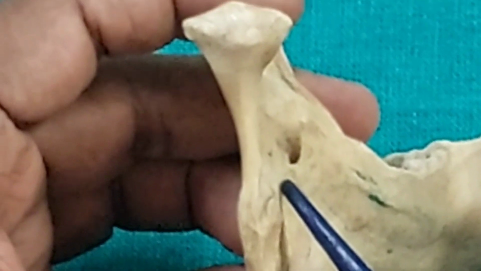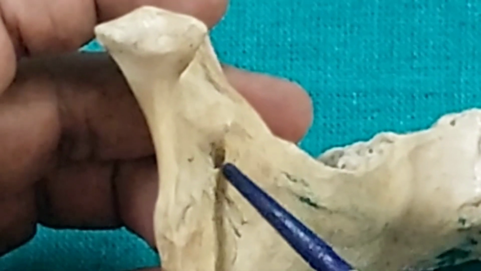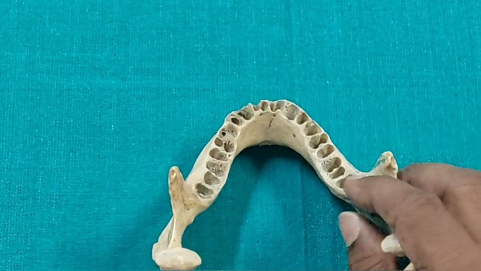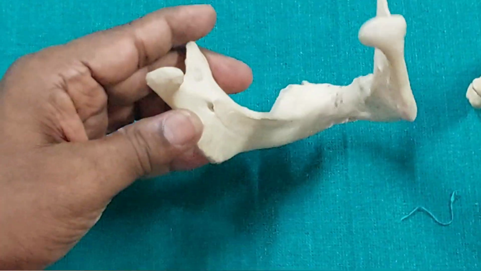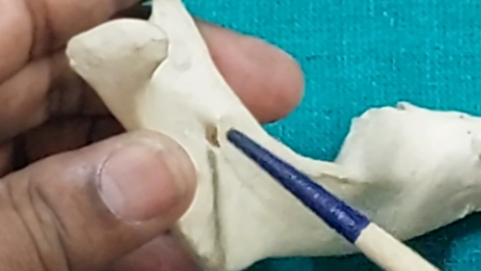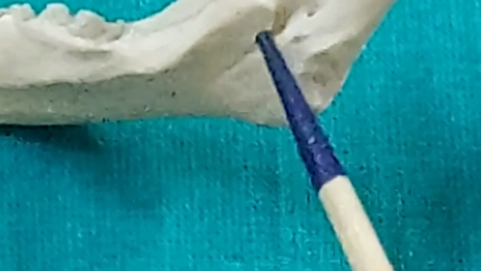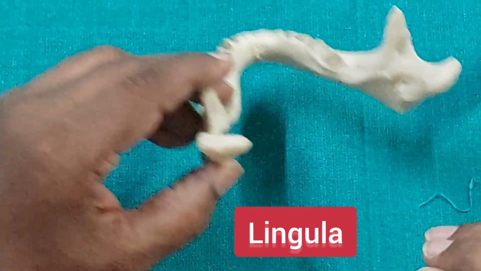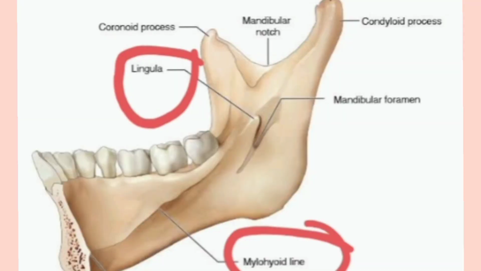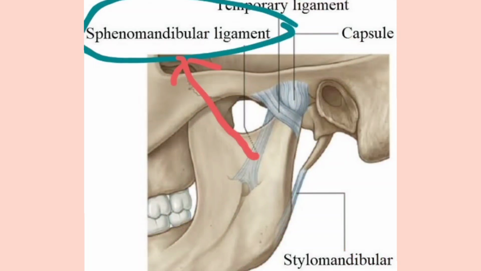And here is a bony projection anteromedial to this foramen. This bony projection may be prominent in other mandibles also. This is called the lingula. The lingula has one important ligament attachment, and that ligament is the sphenomandibular ligament, and the upper attachment of this ligament is the spine of the sphenoid. From there, here is the lower attachment of the sphenomandibular ligament.